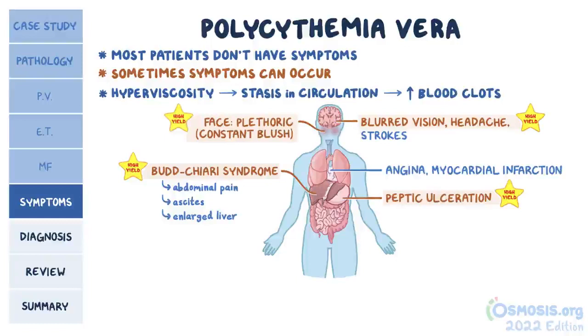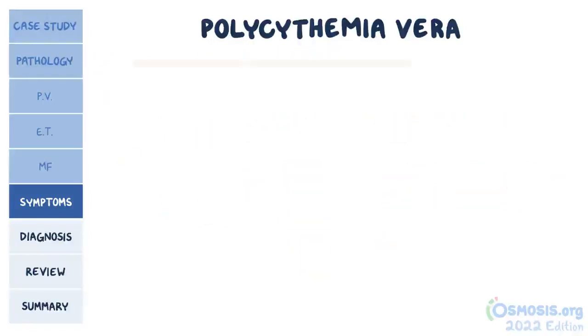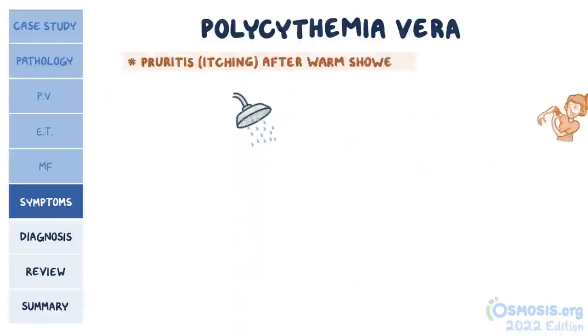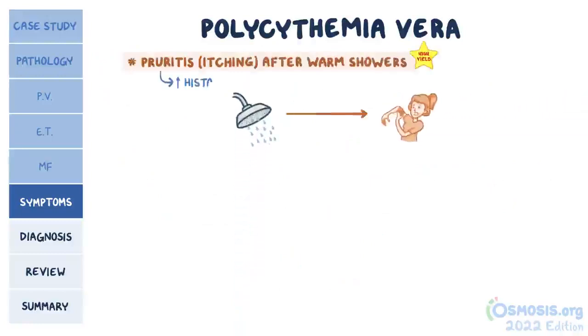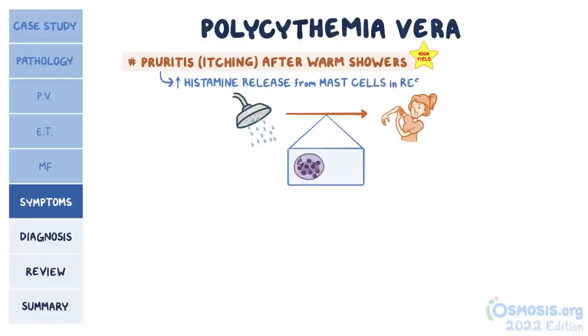Now, since myeloproliferative neoplasms can cause an increase in all myeloid cells, mast cells can also be increased in polycythemia vera. Therefore, pruritus or itching occurs after warm showers, and this is thought to be due to increased histamine release from mast cells in response to the heat. Now, the plethoric face and the itching after a hot shower are probably the best clues you can get on the exams for polycythemia vera.